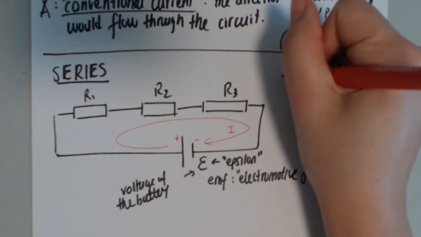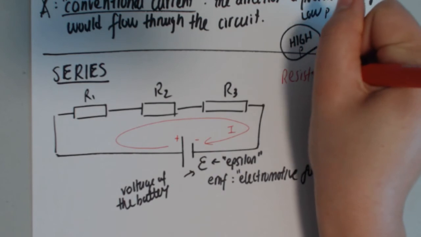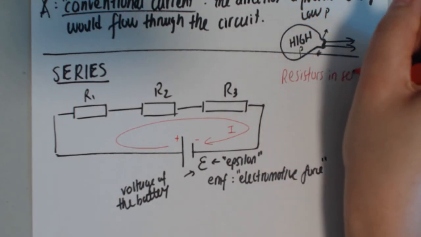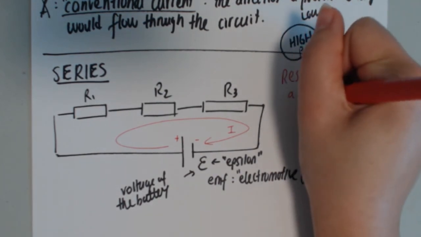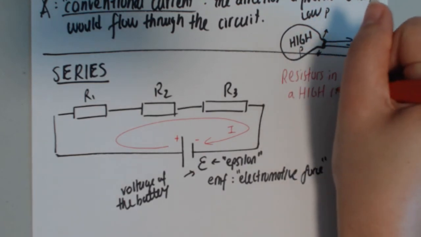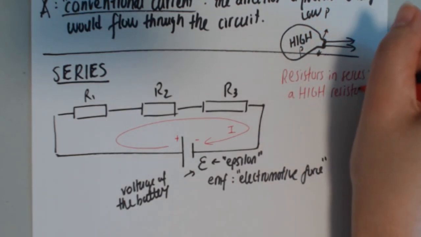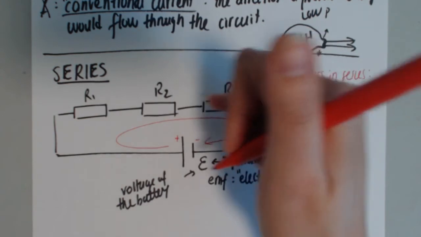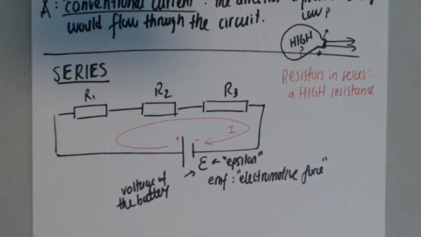And so when you have resistors in series, this creates a high resistance. And the more resistors you put in series, the more resistance there is. Just imagine, the more toll booths you put, the longer you're going to be stuck in your car trying to cross over the border or wherever you're trying to go.